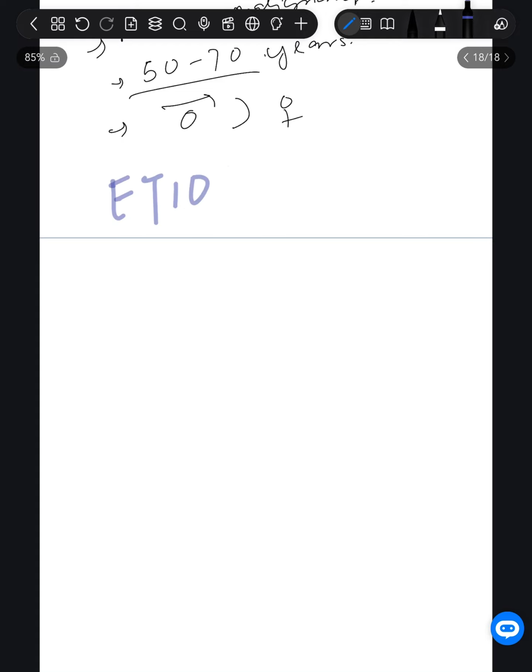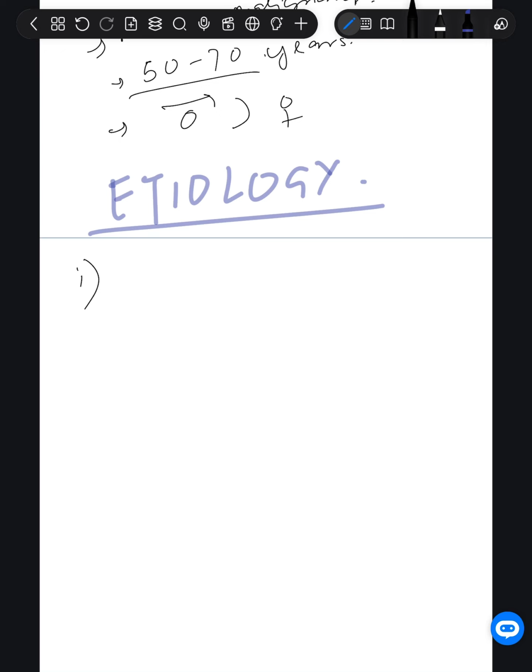Moving on to etiology and pathogenesis. First we'll see the etiology, and then I'll tell you the pathogenesis. Whenever we study any cancer, the very common etiology is smoking, tobacco, and other comorbid conditions like diabetes, obesity, hypertension. You'll write all this. These first two are common in the etiology of every pathology. So we have tobacco as usual, hypertension as usual.